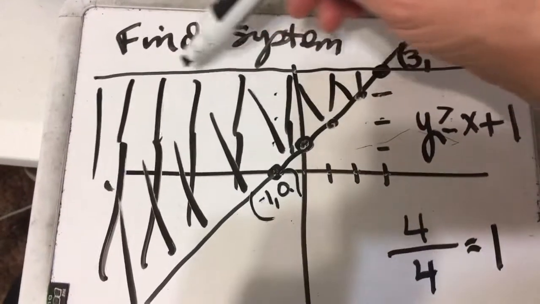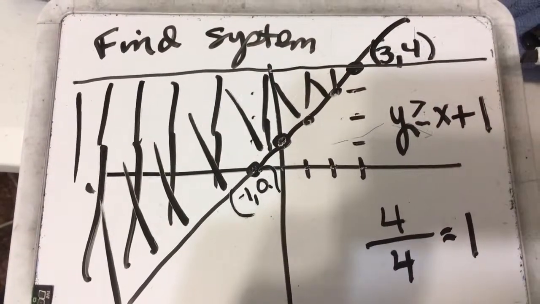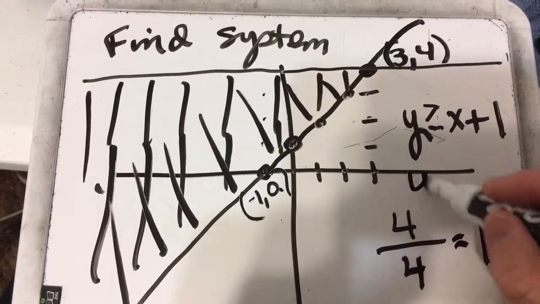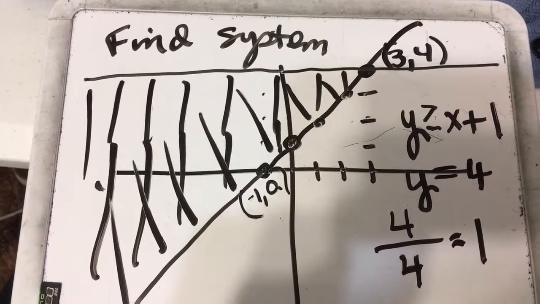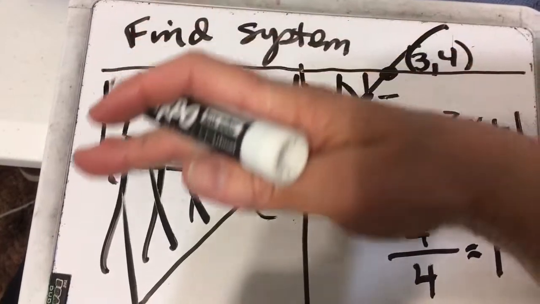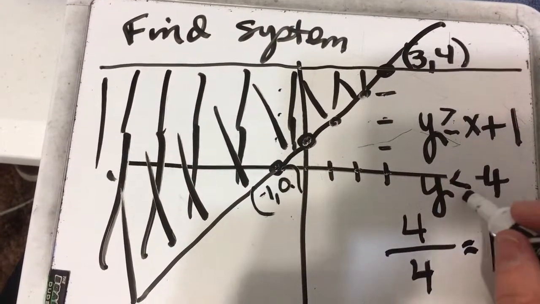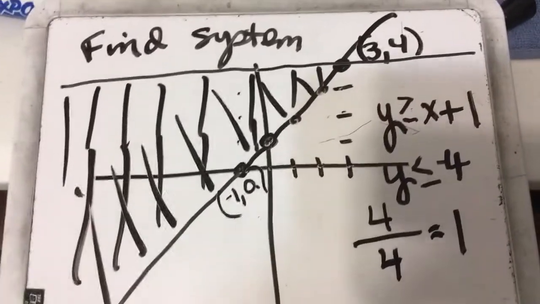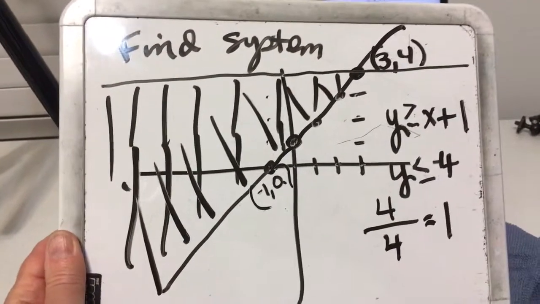And then we have a horizontal line that's going through 3, 4. Remember, a horizontal line is a y line. So the other equation would be y and 4, but it's not y equals 4 because it's got a shading. So it is y is less than 4. And since I have it solid, it would be less than or equal to.